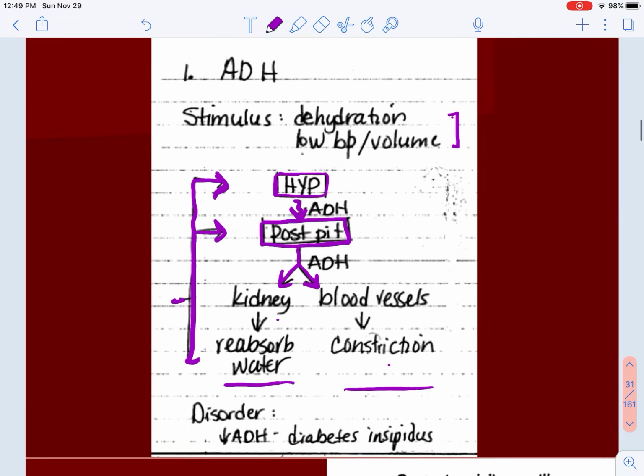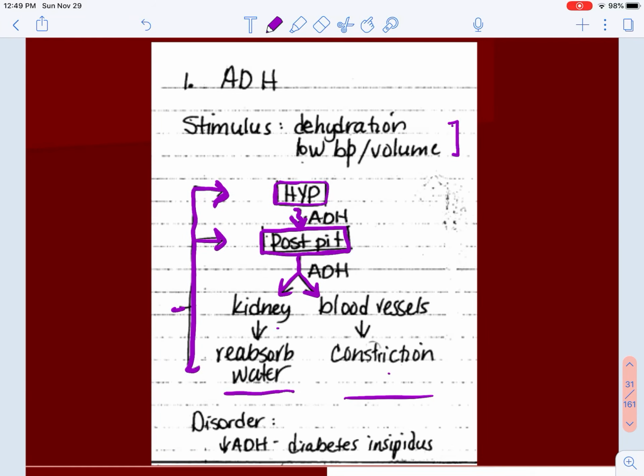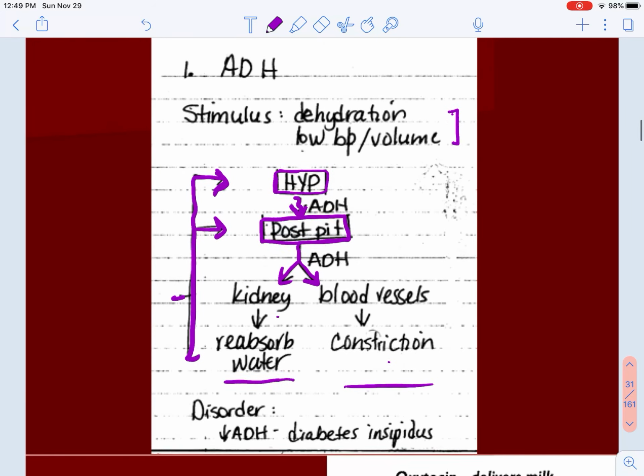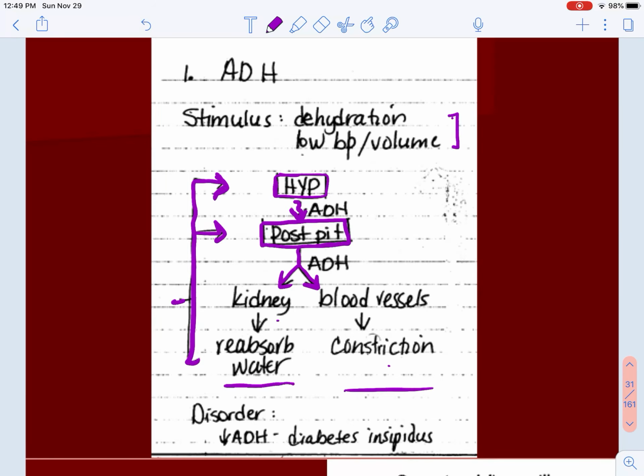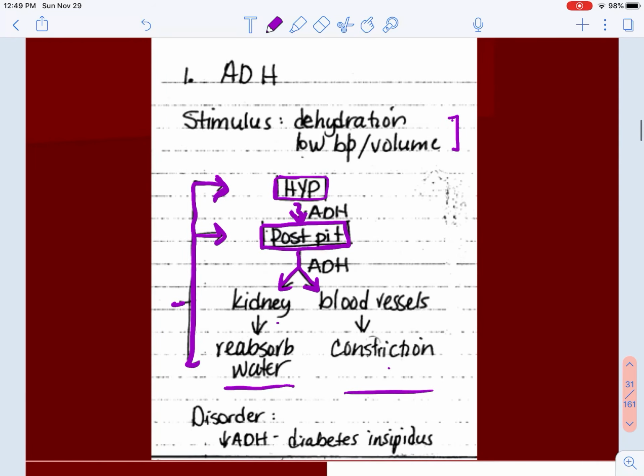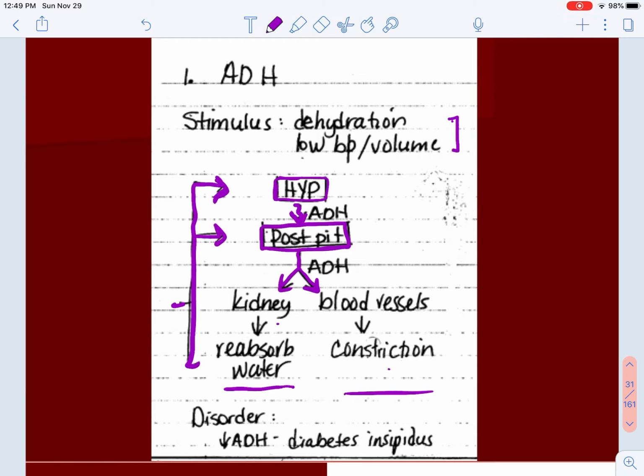The bottom of my little feedback loop images have the disorders, if there are applicable disorders. In this case, if someone does not have release of ADH and has a deficiency in that, they could have diabetes insipidus, in which case, instead of keeping water, they will be losing large amounts of water and basically suffering severe dehydration. So make sure that you are recording these.